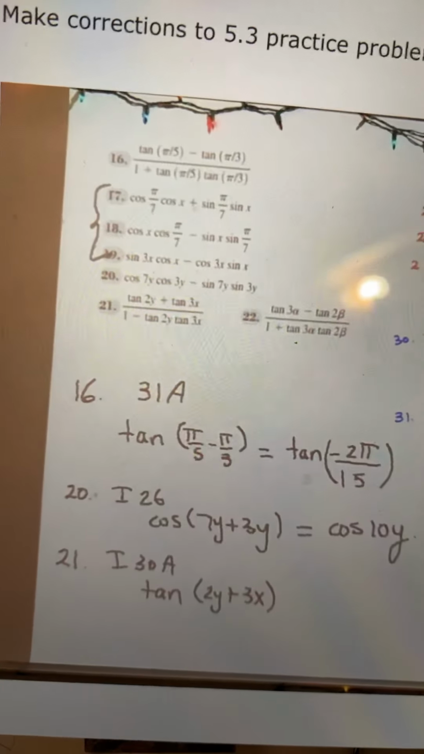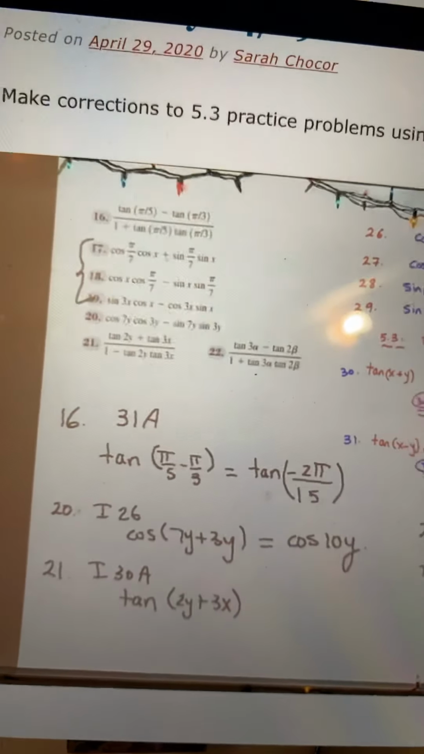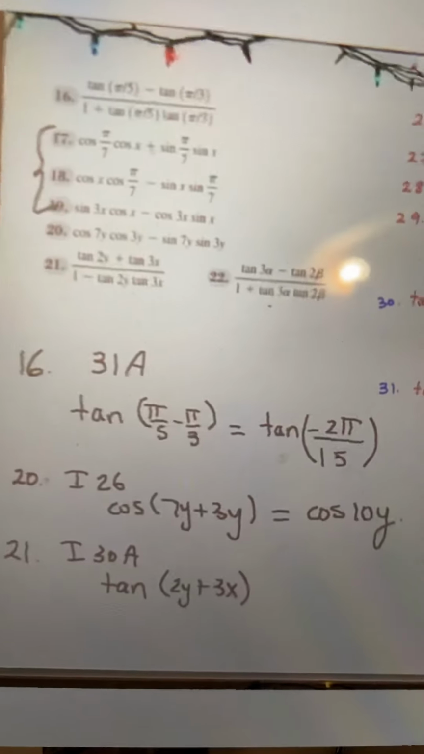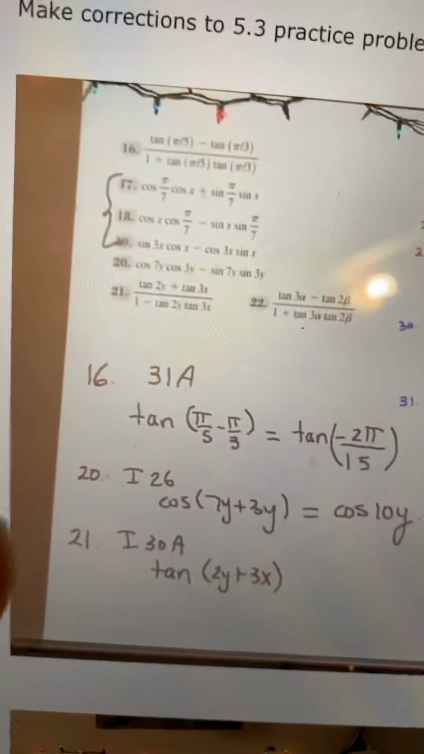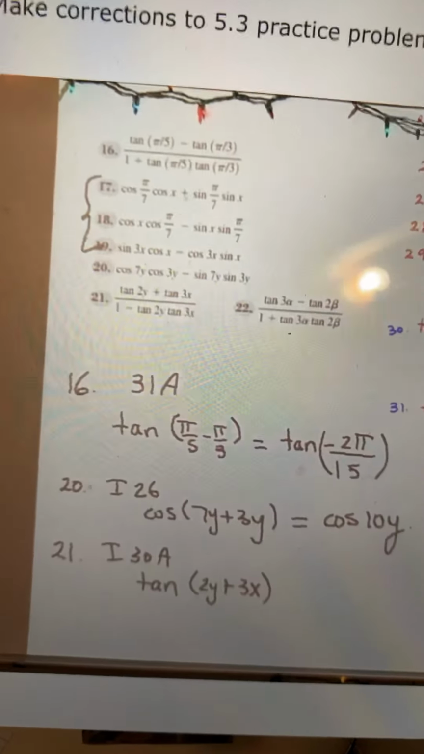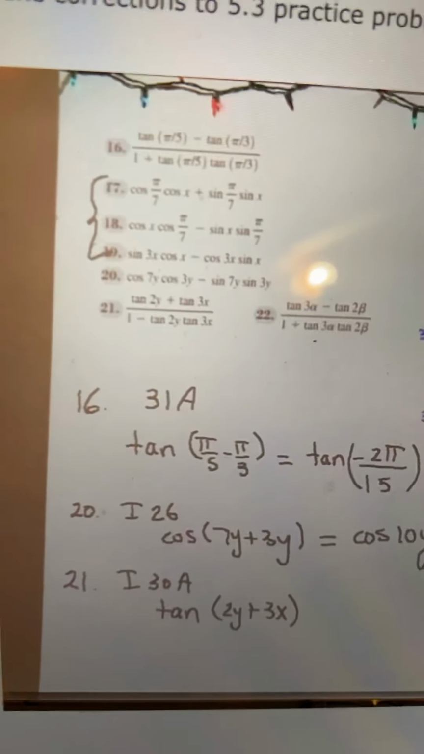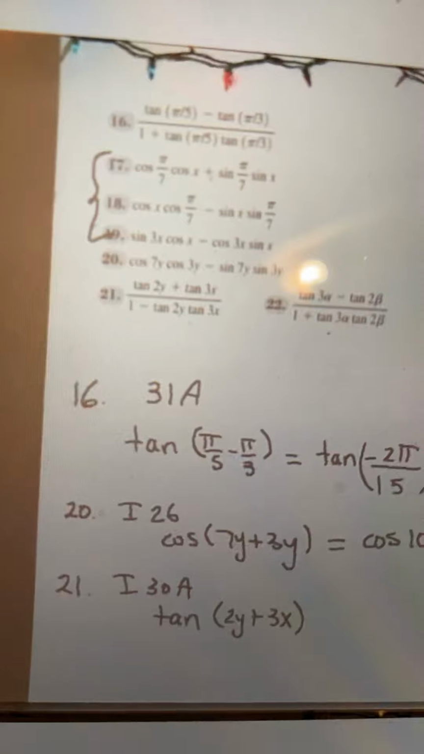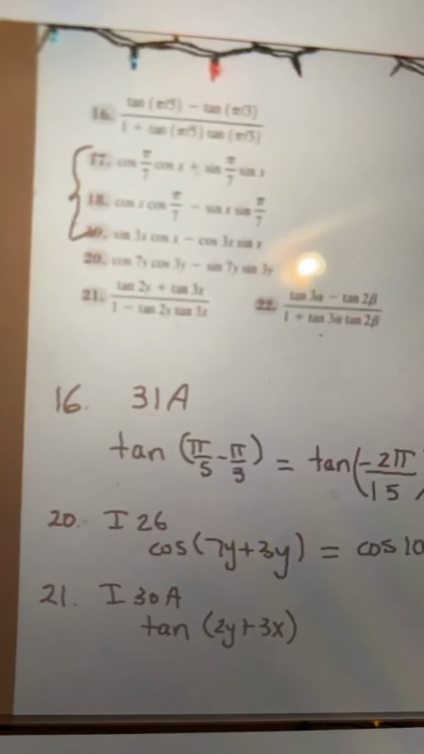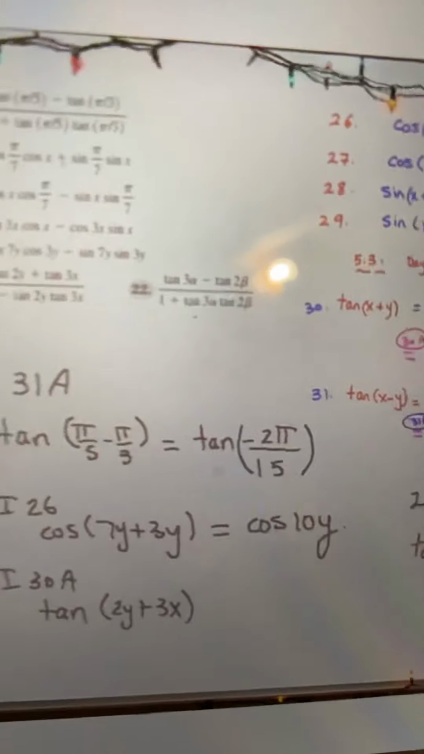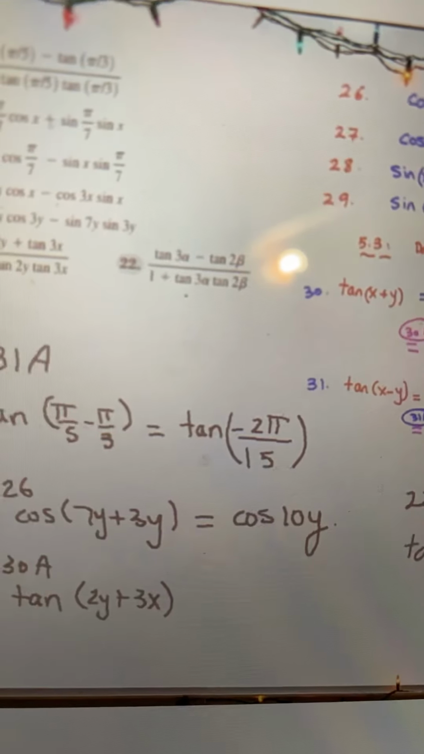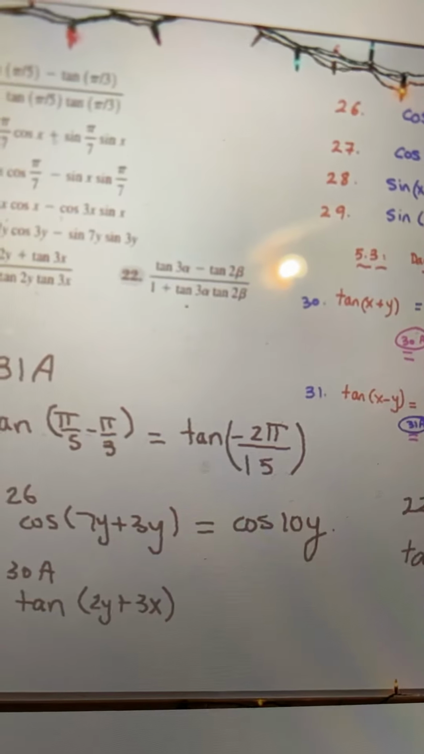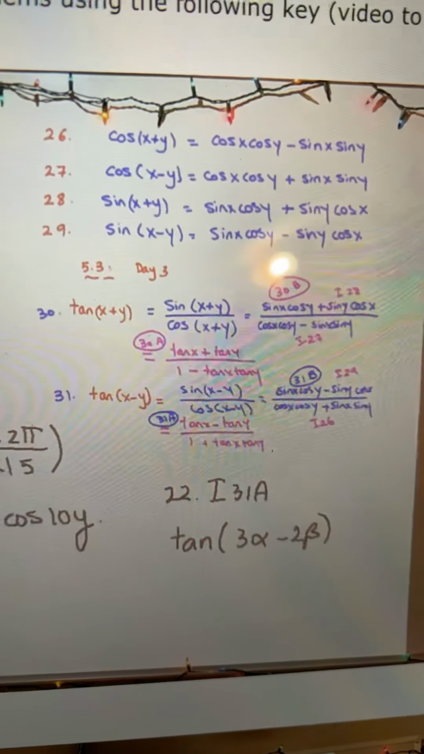So number 16, tan of pi over 5 minus pi over 3. I put next to each one, if you're wondering what that is, 31a. That means I have used form A of this identity. For 31a, if you apply it, you're going to see that you end up with tan of negative 2 pi over 15. And I put the identities right here.